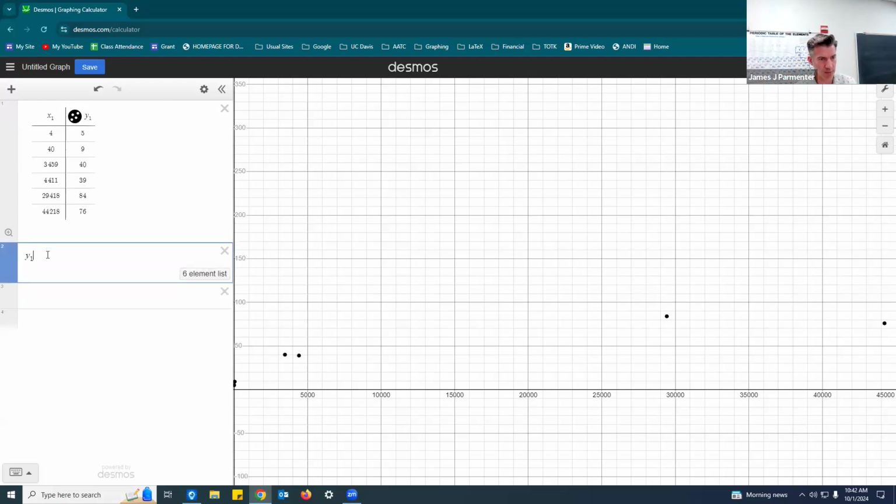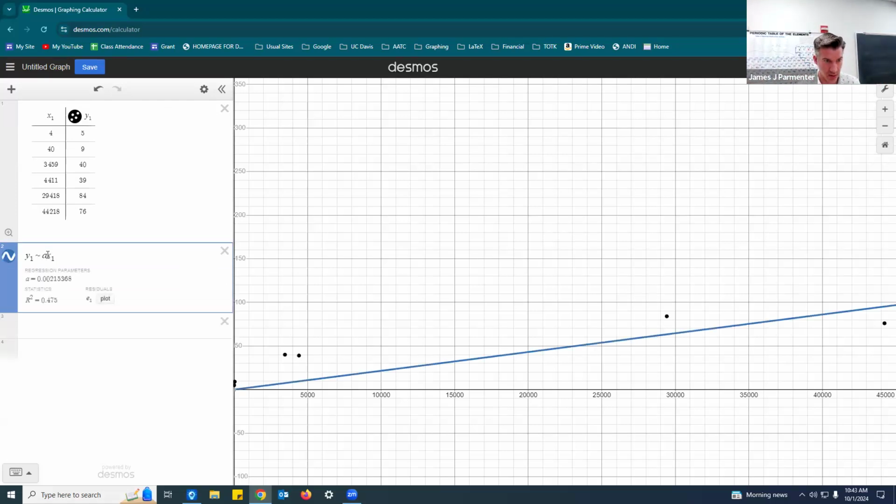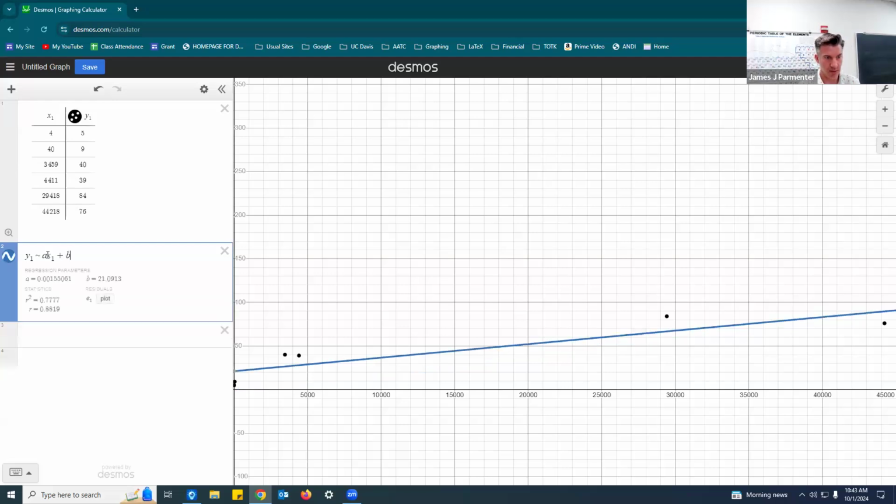Well, tilde, not equals. And you can really use any letters you want. It's typical to use m times x or a times x. I don't know why a is typical, but it is. So I'm going to use a this time instead of m. So a times x sub 1 plus b.